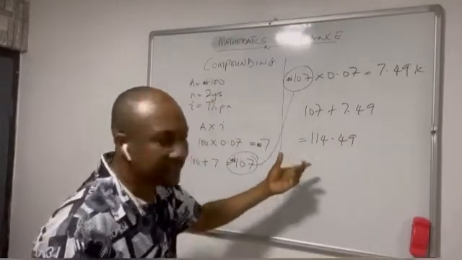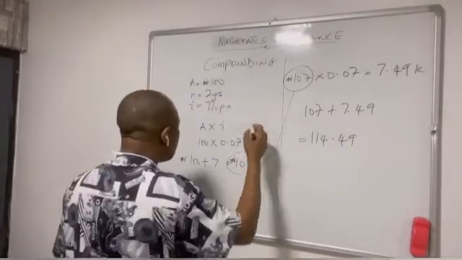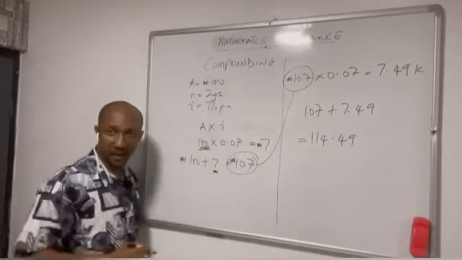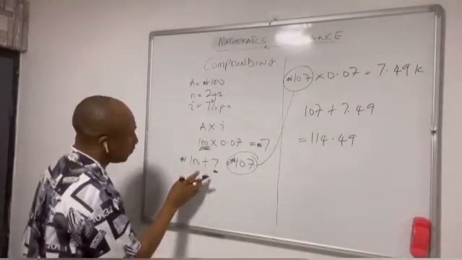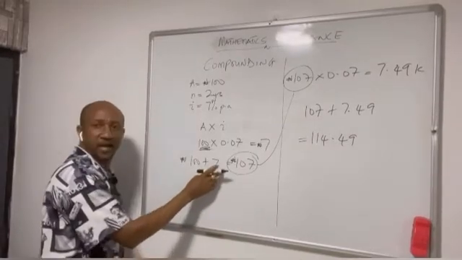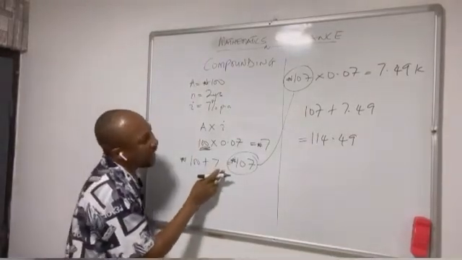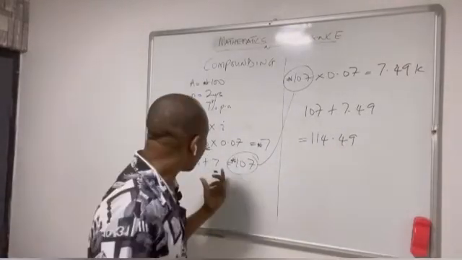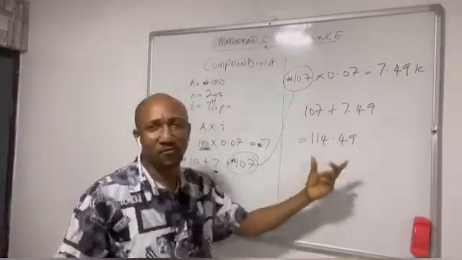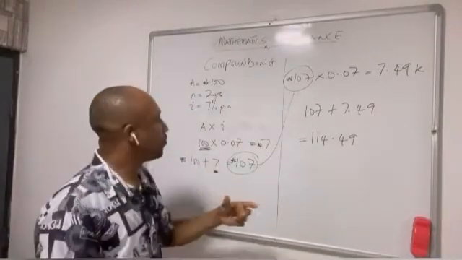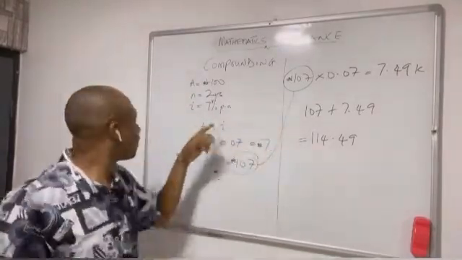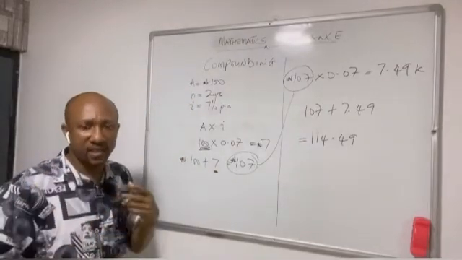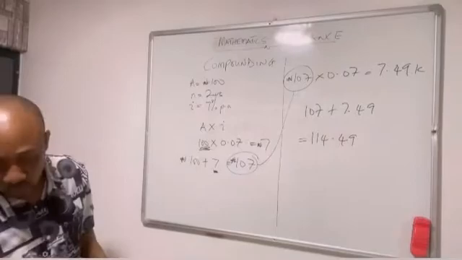This simply indicates that apart from your 100 naira that has generated interest of 7 naira, in the second year this 7 naira has also generated an interest of 49 kobo. So that's how both your principal, your amount invested, and your interest will continue to both generate interest in compounding.